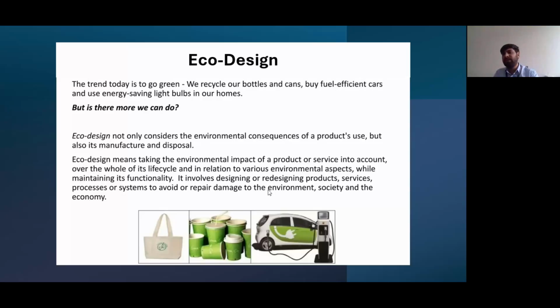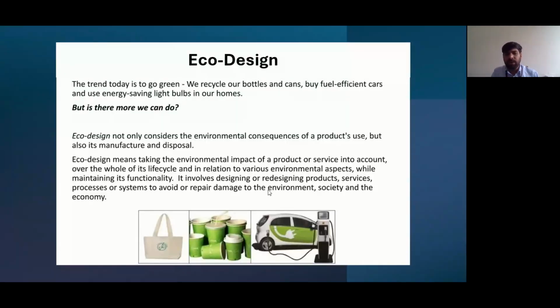So for the production of these plastics or other products, we can use renewable energy, like energy generated by solar, biomass, wind, or hydropower plants, etc. We can use the type of energy which causes no pollution or less pollution, as compared to thermal power plants which use coal or other fuels. So eco design means taking the environmental impact of a product or service into account over the whole of its life cycle.